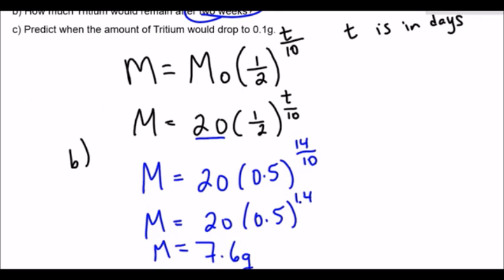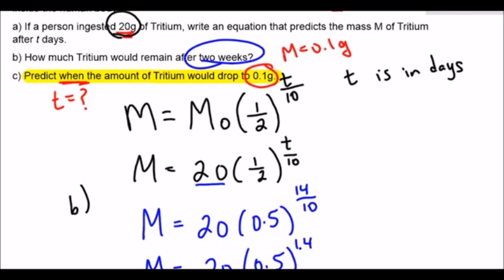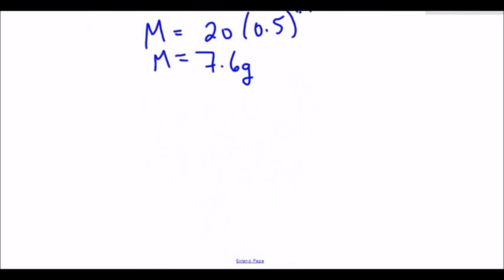So make sure that you know how to use your calculator properly, because hopefully that's a fairly straightforward question. Part C of the question says, predict when the amount of tritium would drop to 0.1 grams. So in a way, it's sort of the exact opposite type of question from part B. In this question, I know what m is equal to. I know that I want to have 0.1 grams left over, and it's asking me when. In other words, what is the time frame that it takes to get here? So I need to take the same equation, but substitute in slightly differently because I know different information.